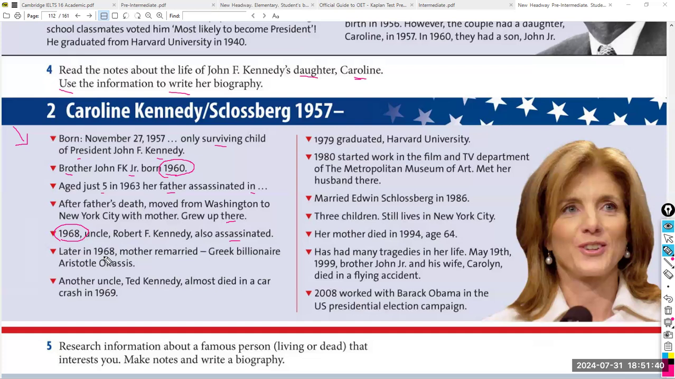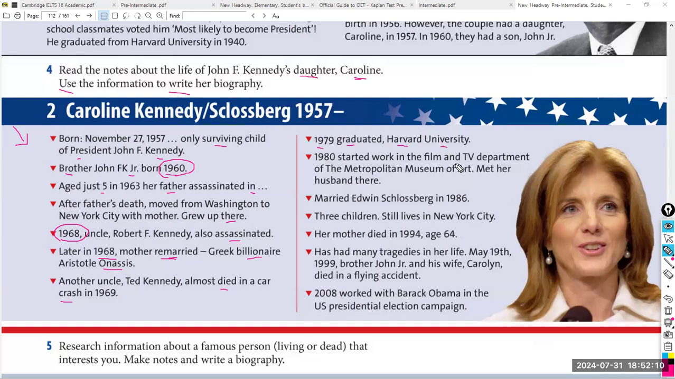Now, later in 1968, mother married. Guys, these are not complete sentences. Absolutely, I have to write complete sentences. We married, sorry, a Greek billionaire, Aristotle Onassis. Another uncle who is Ted Kennedy almost died in a car crash in 1969. We have 1979 graduated from Harvard University.